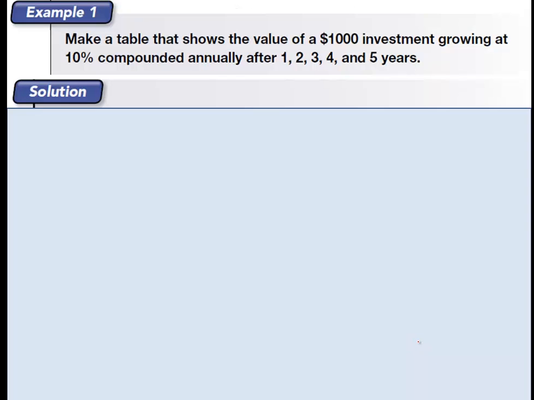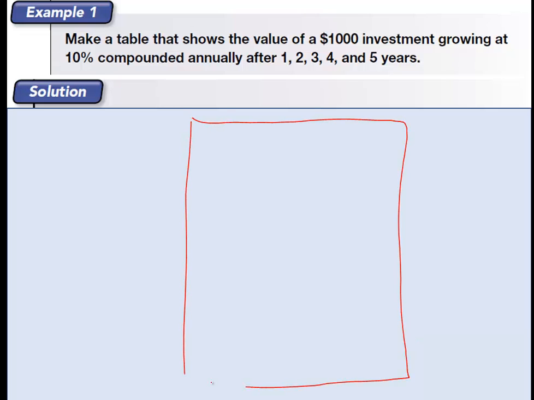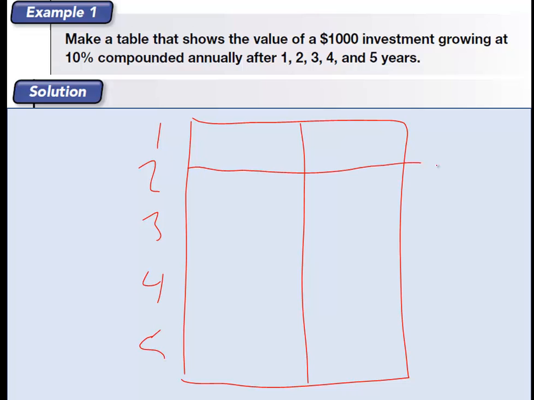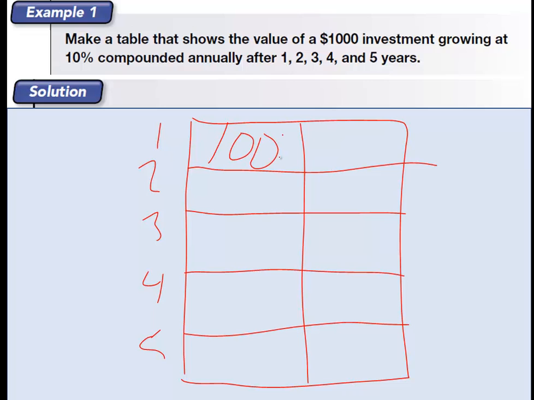Let's make a table that shows the value of a $1,000 investment growing at 10%, compounded annually over 1, 2, 3, 4, and 5 years. So you just go ahead and make your table. You all know how to do that. You've done this before. You've got year 1, year 2, year 3, year 4, year 5, and you've got a $1,000 investment there. Then you've got to compound it at 10%. So 10% in a decimal is what? It's 0.10 or 0.1.